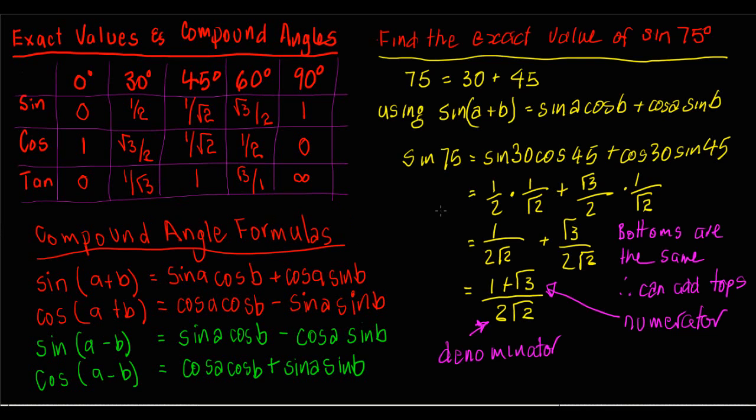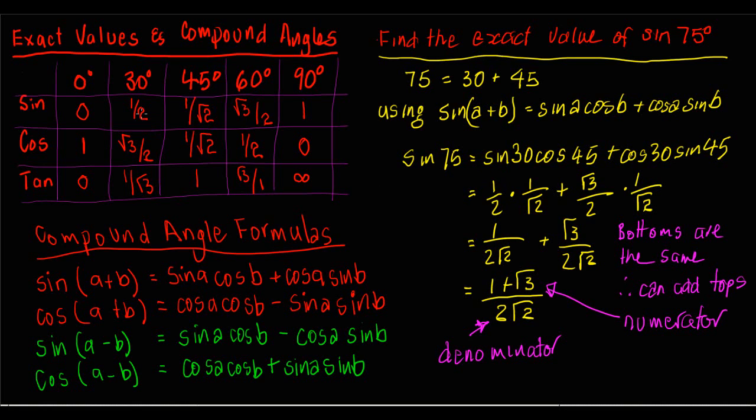Now, just looking there, you can see that 75 is 30 plus 45. We have down here a compound angle formula that enables us to work out what sine of A plus B, or sine of 30 plus 45 is. And so we write that in here: sine A plus B equals sine A cos B plus cos A sine B. So sine 75 must equal sine 30 cos 45 plus cos 30 sine 45. So we just put in the appropriate values here.